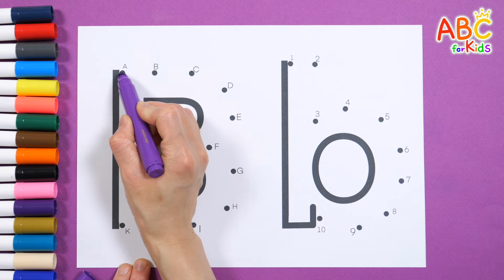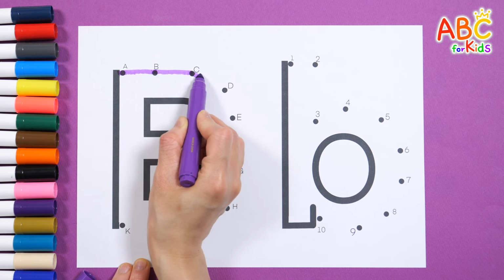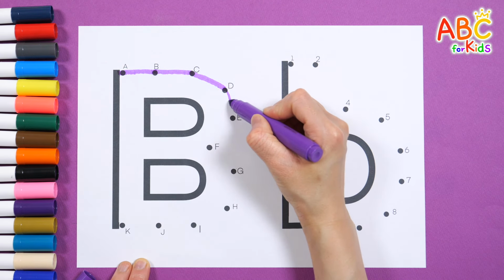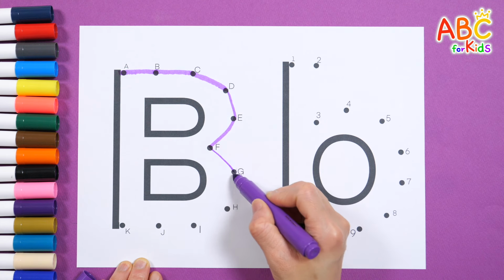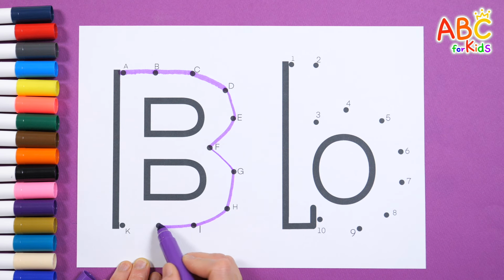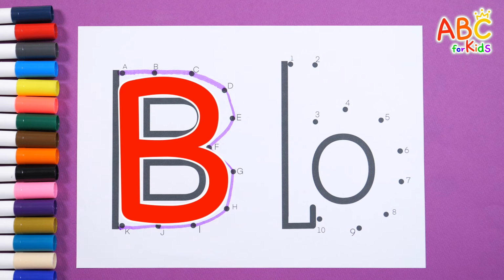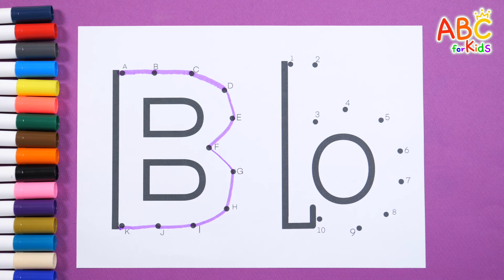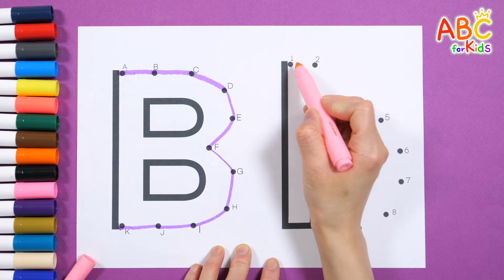A. B. C. D. E. F. G. H. I. J. K. Great job! Uppercase B. B. This time, let's write lowercase letters by connecting the dots in numerical order.